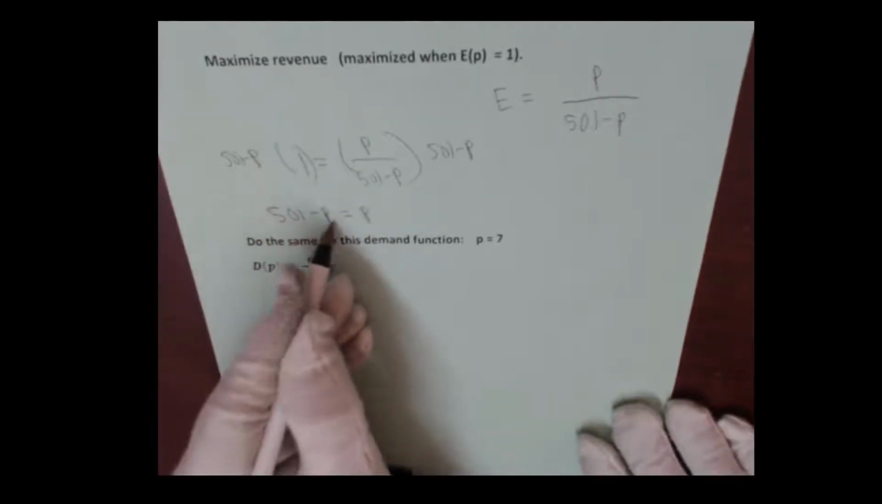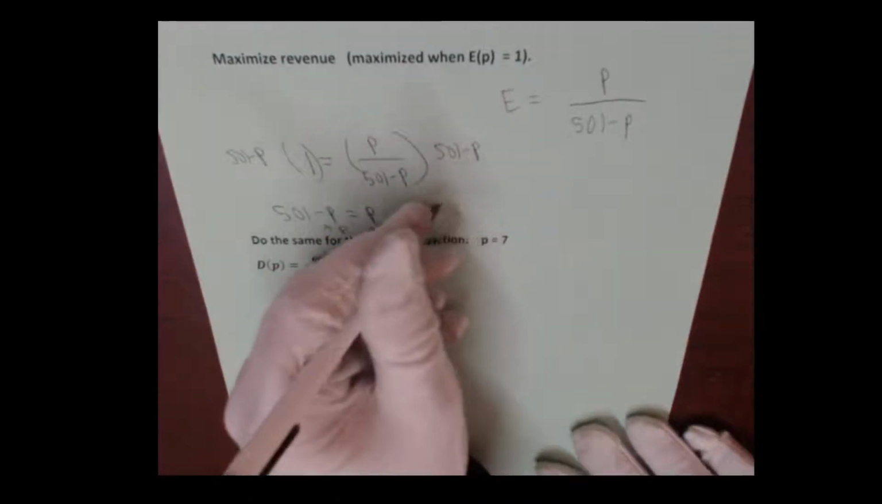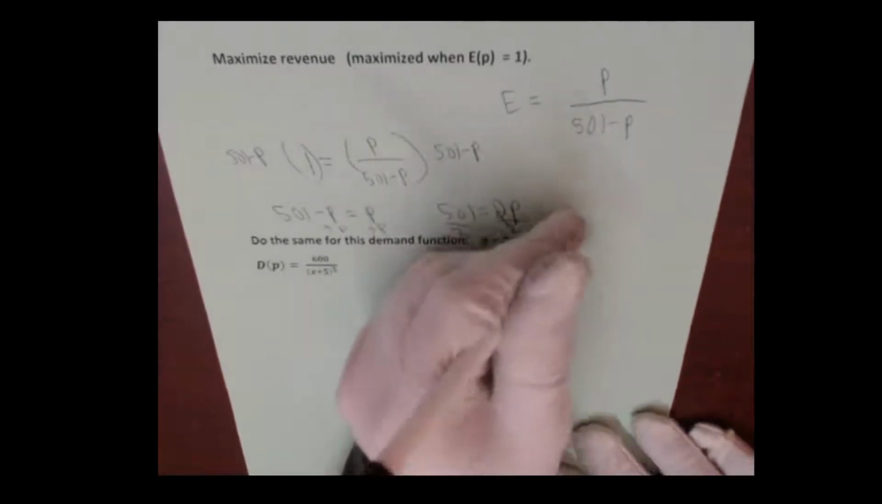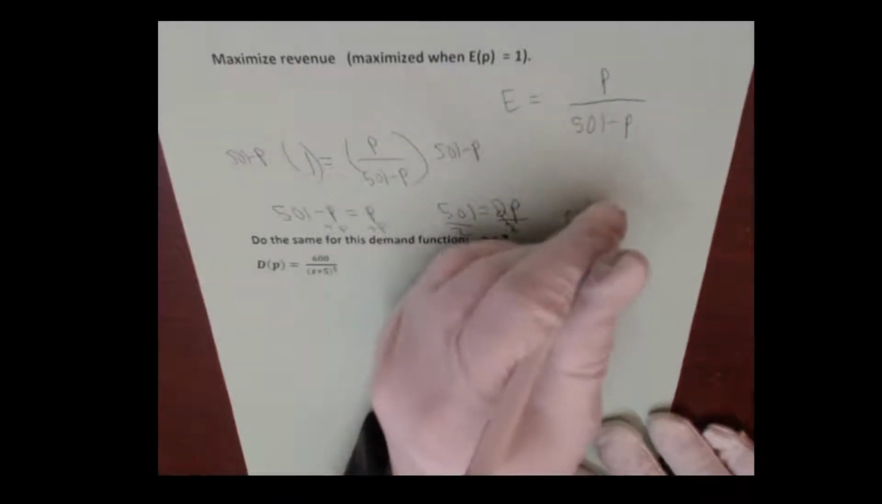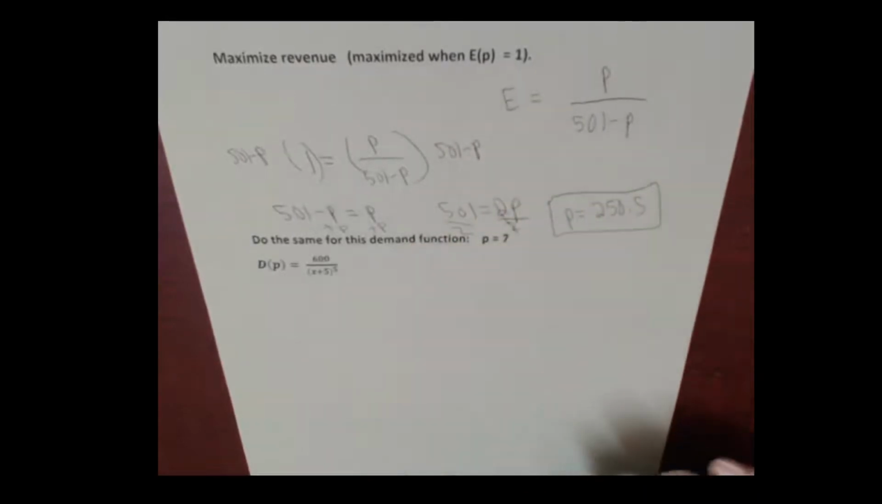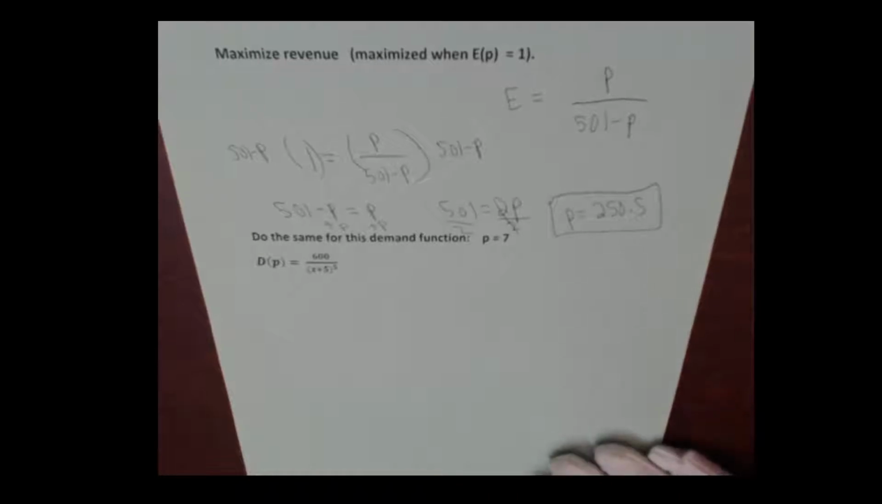And we get 501 minus P equals P. Add the P over. We get 501 equals 2P. Divide by 2, divide by 2, and we get our answer, which is 250.5. So the best price for this product for maximum revenue, when the elasticity is equal to 1, is 250.5.